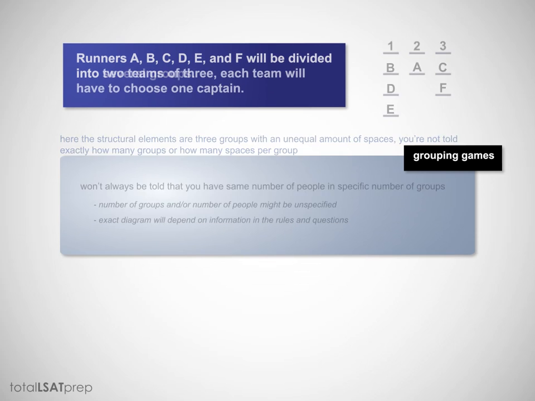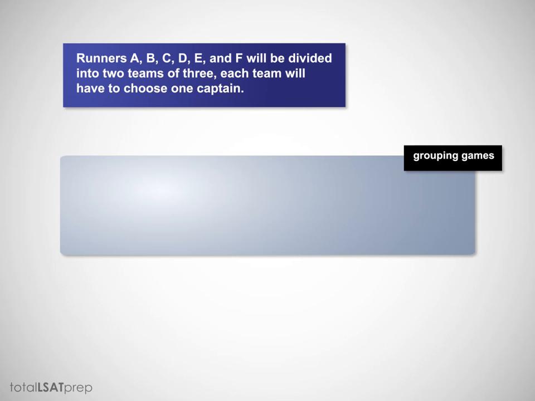So let's take a look at this game. It says that runners A, B, C, D, E, and F will be divided into 2 teams of 3, and each team will have to choose 1 captain. So where it says that each team will have to choose 1 captain, that lets us know that there could be groups within groups. And in this case, we would have this diagram, for example, where the first group is B, D, and E, with B being the captain, and the second group is A, C, and F, where C is the captain.